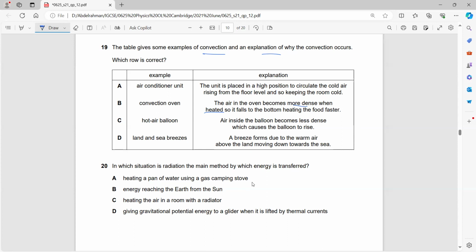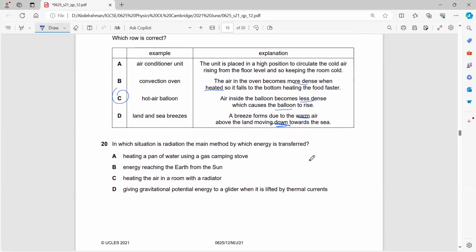Hot air balloon, air inside the balloon becomes less dense, which causes the balloon to rise. Okay, this seems to be okay. Land and sea breezes, a breeze forms due to warm air above the land moving down. Warm air moving down? No, this is wrong. So the only correct answer is C. Again, I solved it by elimination. You can eliminate the wrong answers.